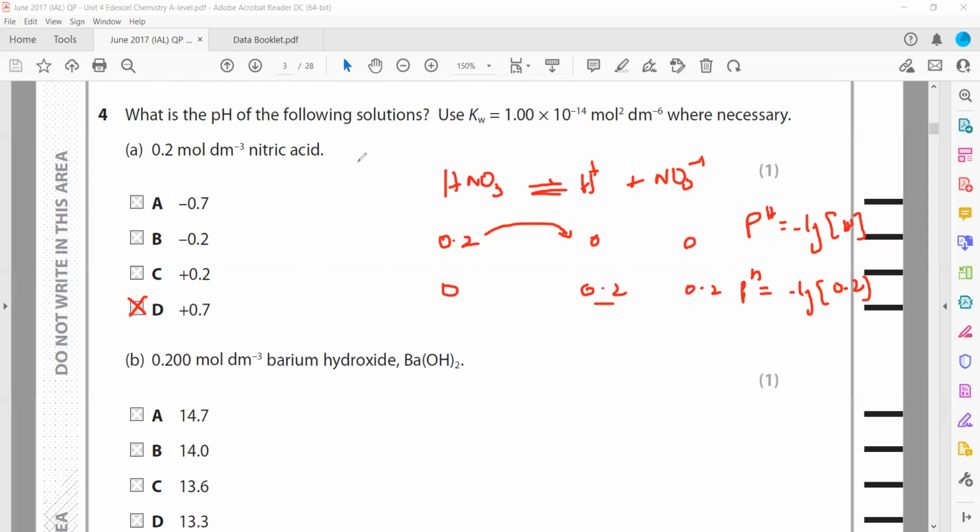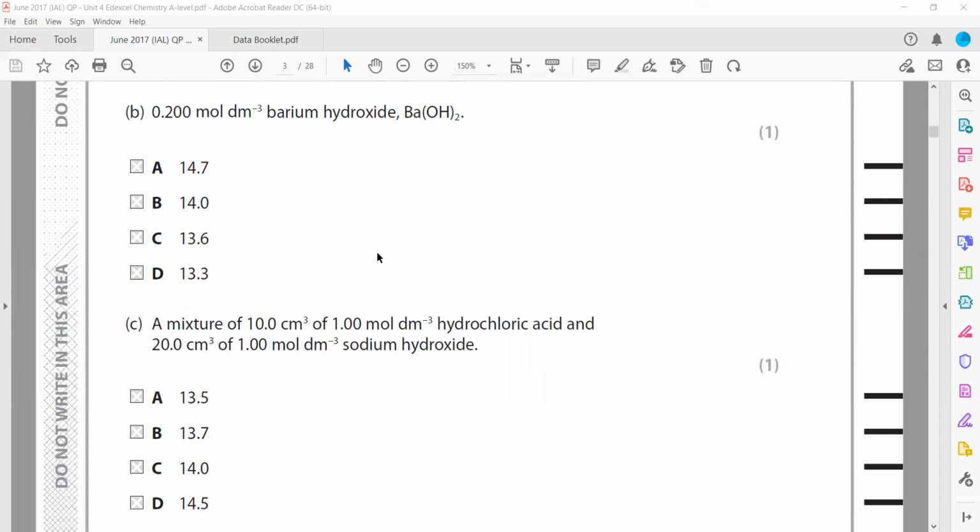The next one, 0.2 moles of barium hydroxide. Barium hydroxide is not a strong alkali. So the barium hydroxide will dissociate into one barium ion and two hydroxide ions.